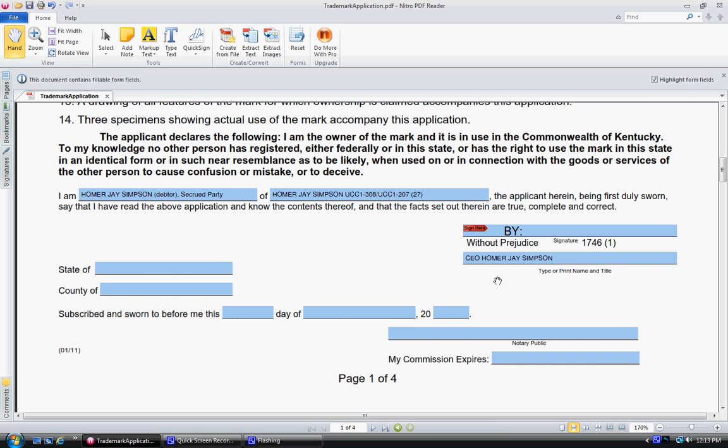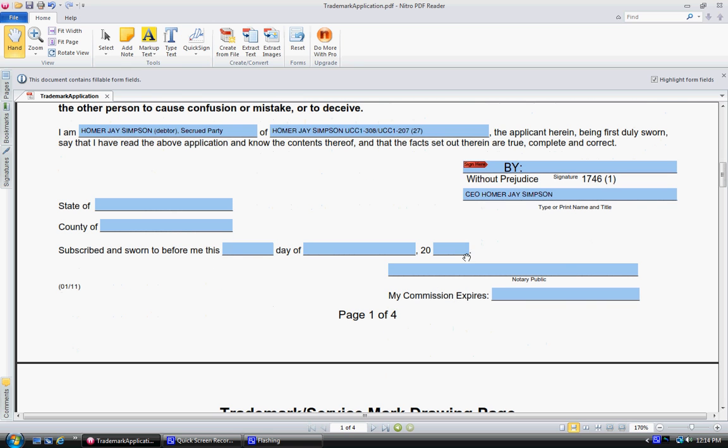And then underneath that, you want to write CEO Homer J. Simpson. And that's pretty much it. Then you take it off to a notary. Don't sign it before you go to a notary. You want to have this all filled out right here first before you sign it. And when you're ready to sign, you go to a notary.